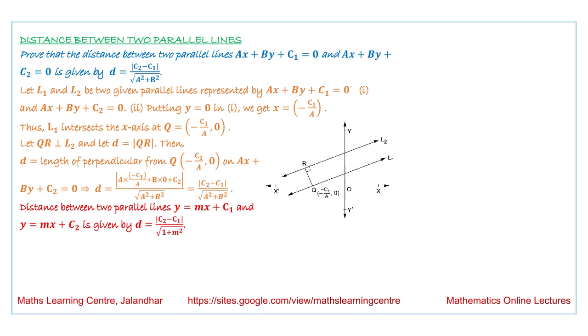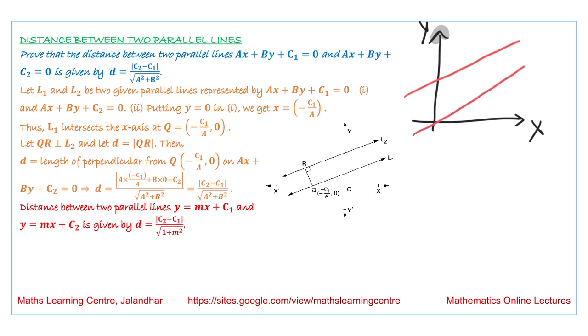Next is the distance between two parallel lines. So we are saying, suppose we have two parallel lines. These are the x-axis and the y-axis. We have two parallel lines, one is this line, another line is this line, and we want to calculate the distance between these two lines.